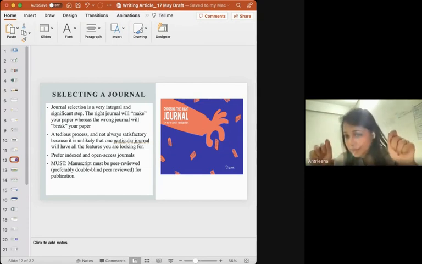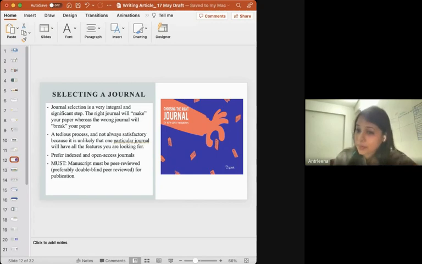You will see a small lock and key in the journals. You can see that the journal is open access. Try to target those journals, and those journals are also generally free of cost. Okay, and the manuscript must be peer reviewed, so choose a journal where your manuscript is peer reviewed.